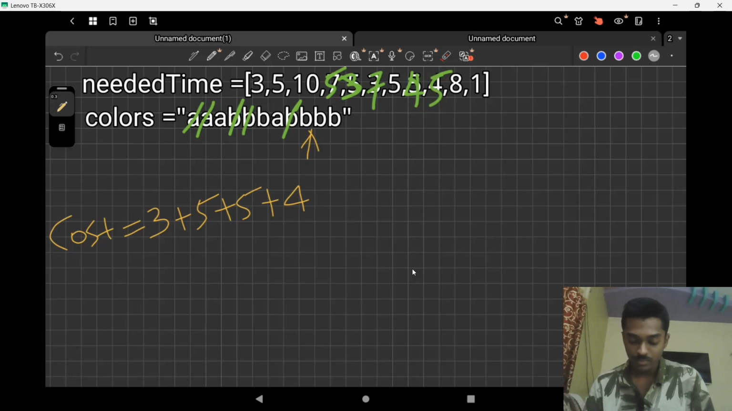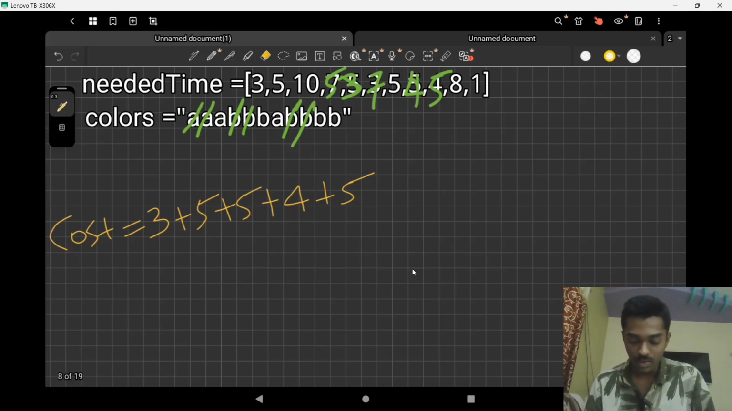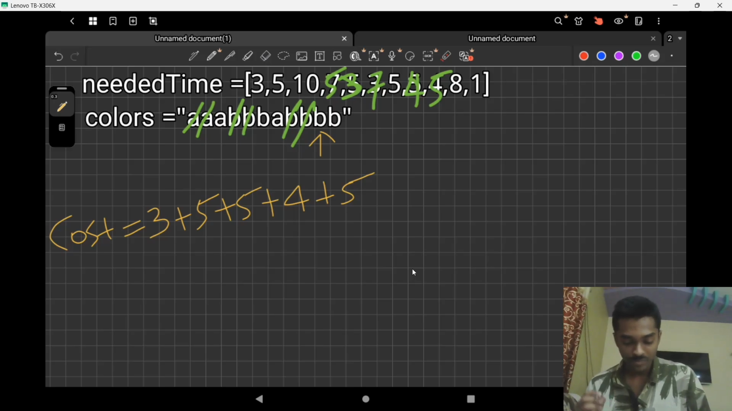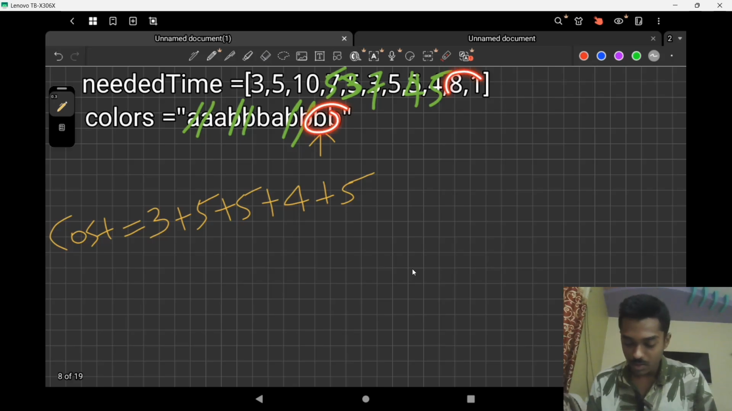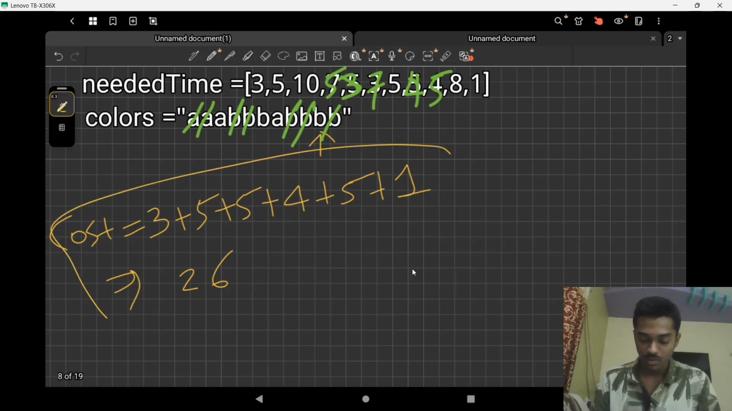Now move on to the next b, these two b's. 5 and 8, minimum cost is 5, so we are just removing this b and moving on to the next, and the cost is going to be 5. Then move on to the next. This is our previous, our current is this b. Now b and b, right. I hope you understand, b and b, their respective costs are 8 and 1, so the smaller one is this. So we are just removing the last one and adding its cost. So it becomes 26. I hope you understand.